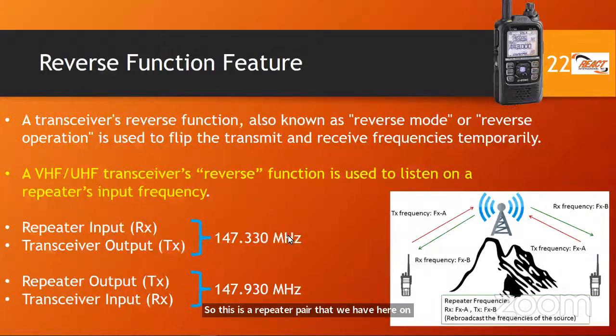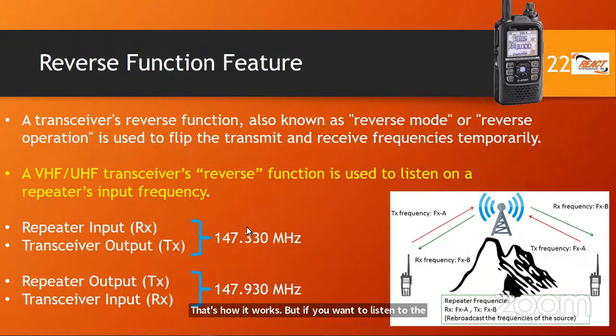So this is a repeater pair that we have here on the screen, 147.330 megahertz. That frequency is what your radio will transmit out to the repeater. It's what the repeater will listen in. And then 147.930 is what your radio will be listening on when you're in receive mode. It's also the frequency that the repeater will be transmitting.